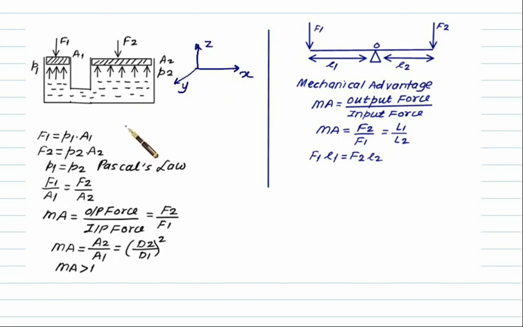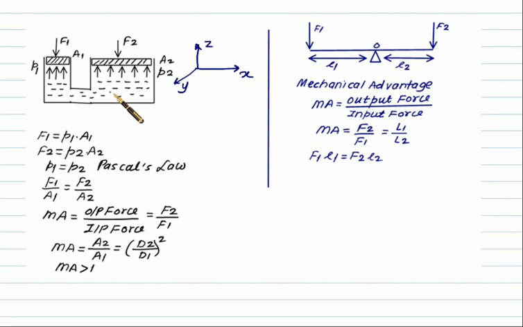Now if we apply force equal to pressure multiplied by area, and the second force equal to A2 multiplied by P2, since P1 and P2 are the same, our force will get amplified. So we have F1 by A1 equal to F2 by A2. Here we introduce the term mechanical advantage, which is output force divided by input force. So input force is F1, output force is F2.